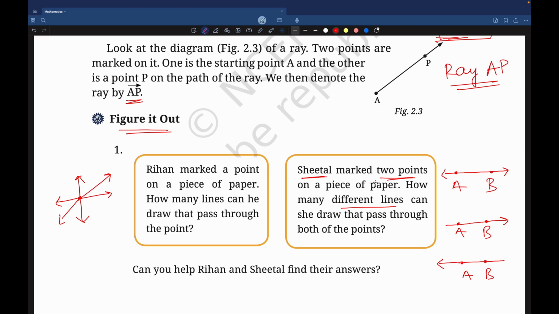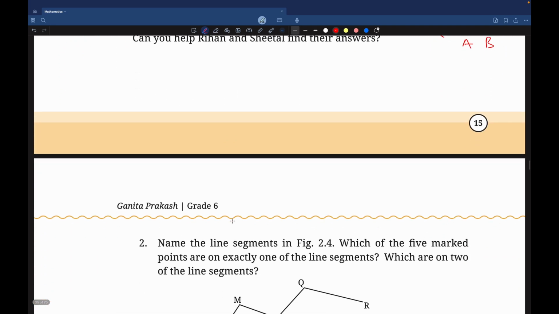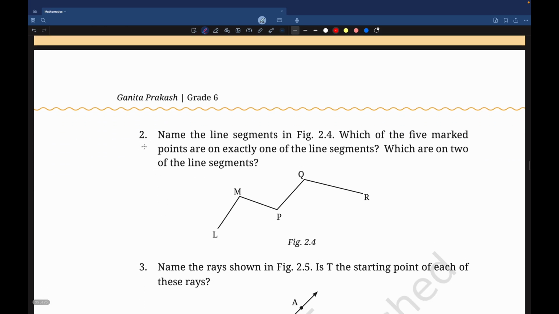So the question is about how many lines can we draw from 2 points. The answer is 1. That is this. And how many lines can we draw from a single point? We can draw infinite lines from a single point. The answer is infinite lines. Now let's solve question number 2.